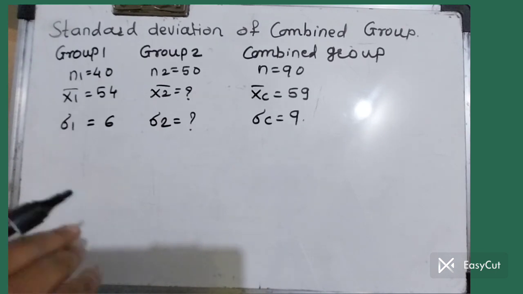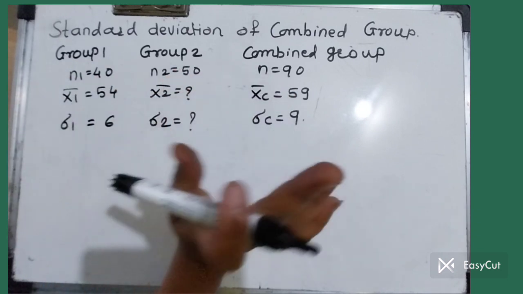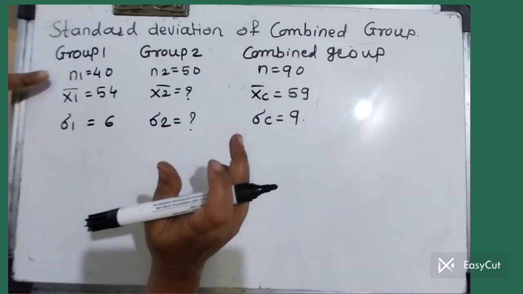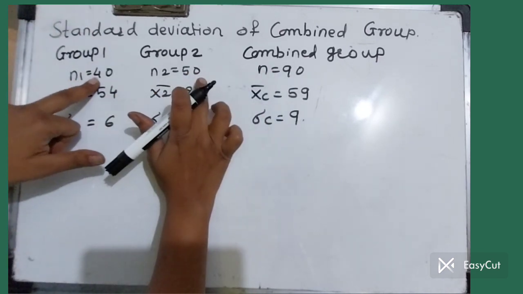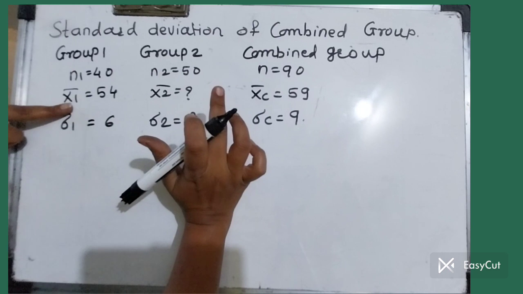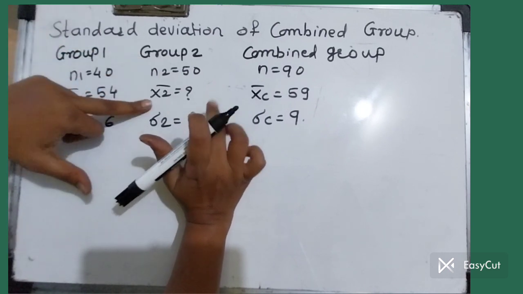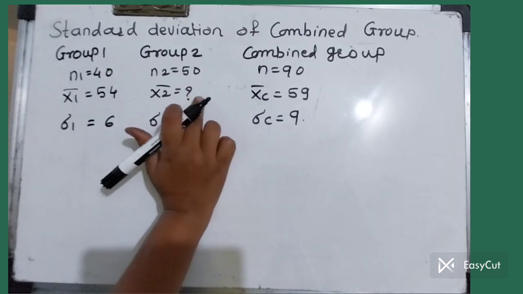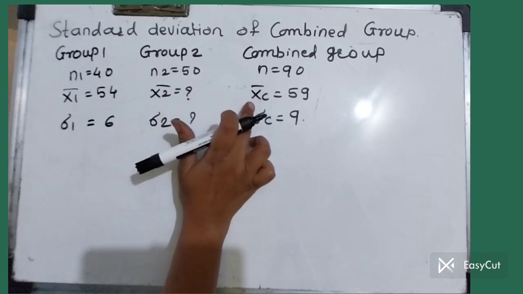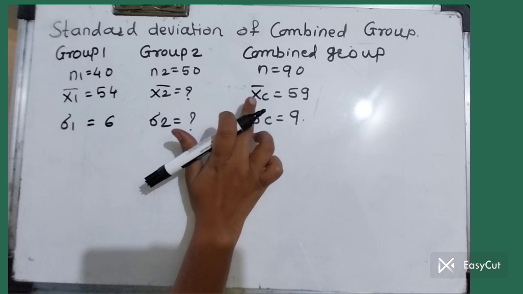Okay, one more type is here. Group 1 is given, group 2 and the combined group. What they have given? They have given N1, N2. Okay, N means the addition of these two groups, 90. They have given X1 bar, the mean of the first group. The mean of the second group is not given, but the combined group mean is given. So what we have to find here? X2 bar from XC bar.